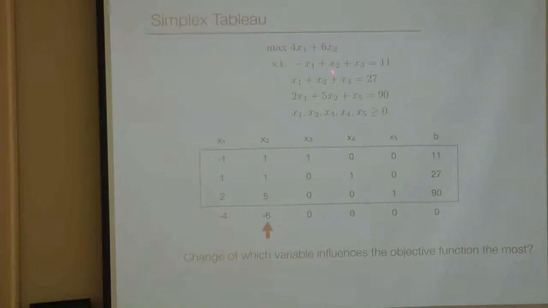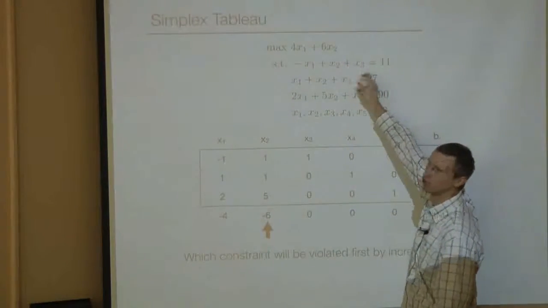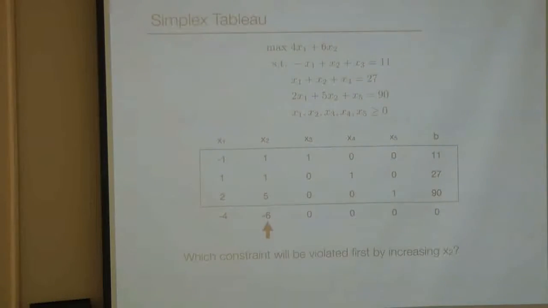Okay? But we have to be careful. So we say, I can gain more profit by increasing x2, but I cannot increase x2 as much as I wish because I have constraints. So I have to ask a second question. Which constraint will be violated first if I start increasing x2? That's the question now. So imagine you are increasing the value of x2. Which of these constraints would you violate first? You can also think of them as inequalities, okay? Remove x3, x4, x5 and put inequalities back. Which of the constraints would be violated first?